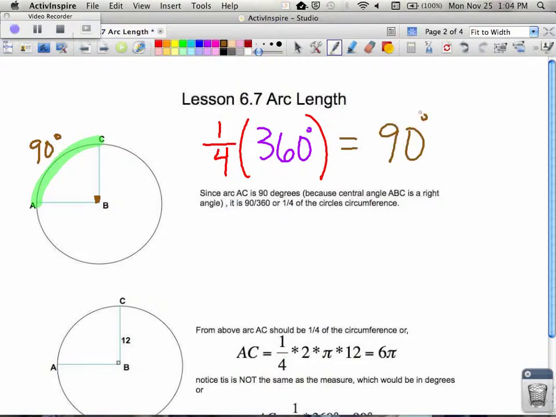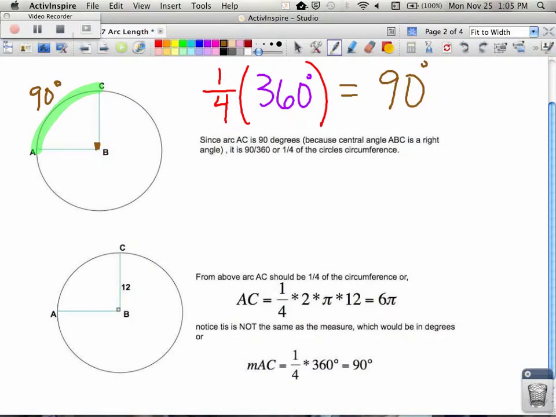So we actually have two different ways to know that the arc measurement in degrees is 90. We could say that we know that because the central angle is 90 degrees and it's the same as the arc in degrees, or we could understand that the arc is 1/4 of the way around the circle, the circumference that is, and so 90 out of the 360 is 1/4 of the way around, and that's why it's 90 degrees.